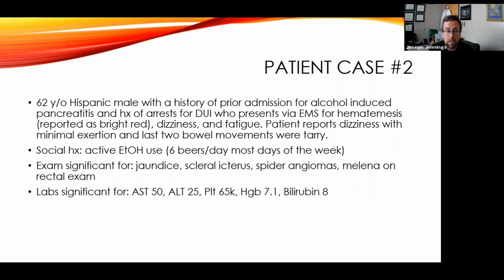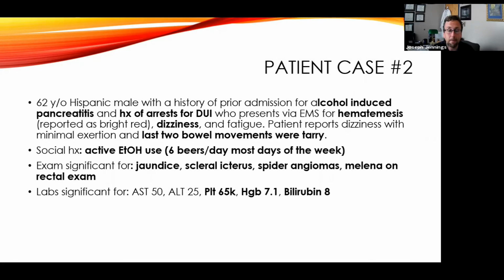He's actively drinking. His exam is significant for jaundice, scleral icterus, spider angiomas, and melena on rectal exam. Labs are significant for an AST over ALT of 50 to 25, so AST is higher than ALT. Platelets are low at 65,000. Hemoglobin is 7 and the bilirubin is 8. So what jumps out at you here?